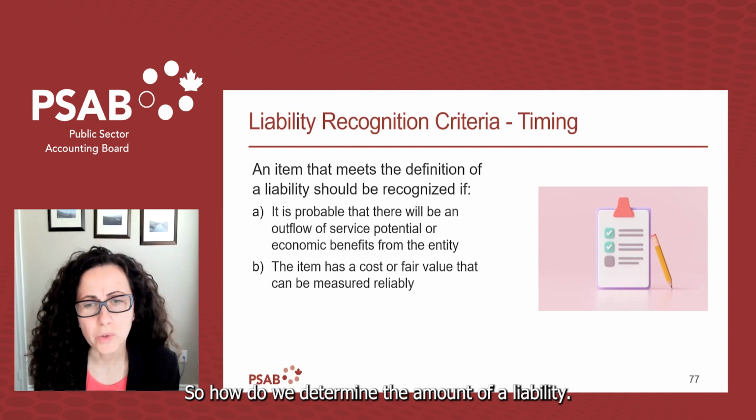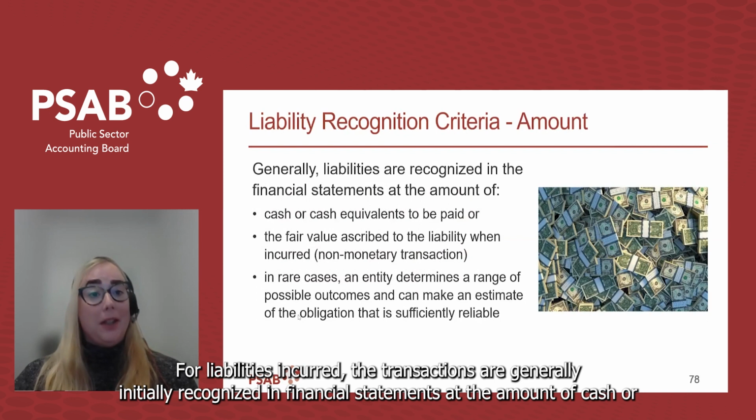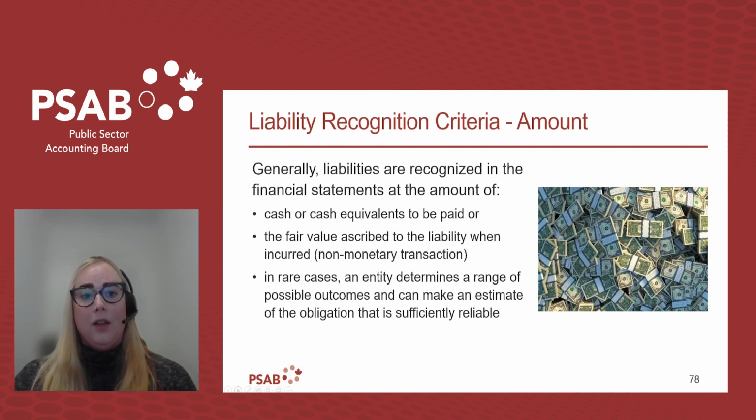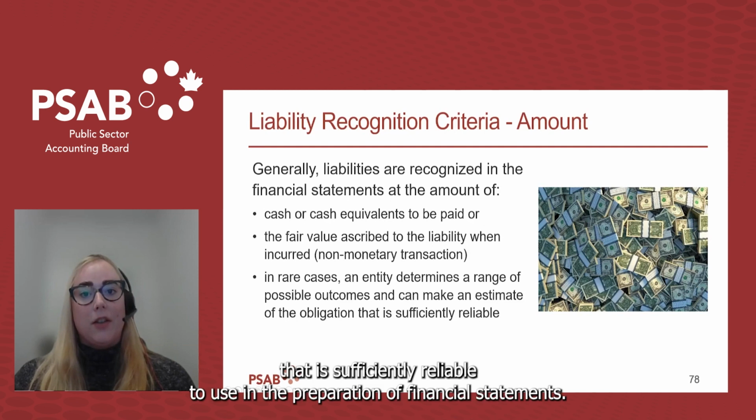Thank you, Riley. So how do we determine the amount of a liability? For liabilities incurred, the transactions are generally initially recognized in financial statements at the amount of cash or cash equivalents to be paid, or the fair value ascribed to the liability when incurred if it is a non-monetary transaction. Except in extremely rare cases, an entity will be able to determine a range of possible outcomes and can therefore make an estimate of the obligation that is sufficiently reliable to use in the preparation of financial statements.